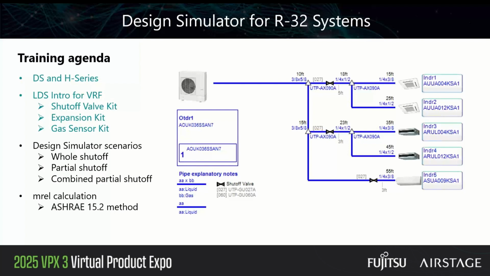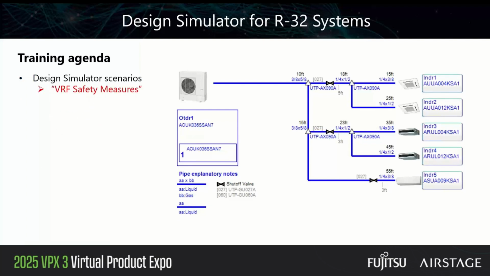Now, some of you Design Simulator veterans may look at this image on the right and say, wait a minute, something looks a little different here. What are those bow tie things? So those are our shutoff valve accessory options. Again, we will divulge all of those details today. So sit back and listen up.